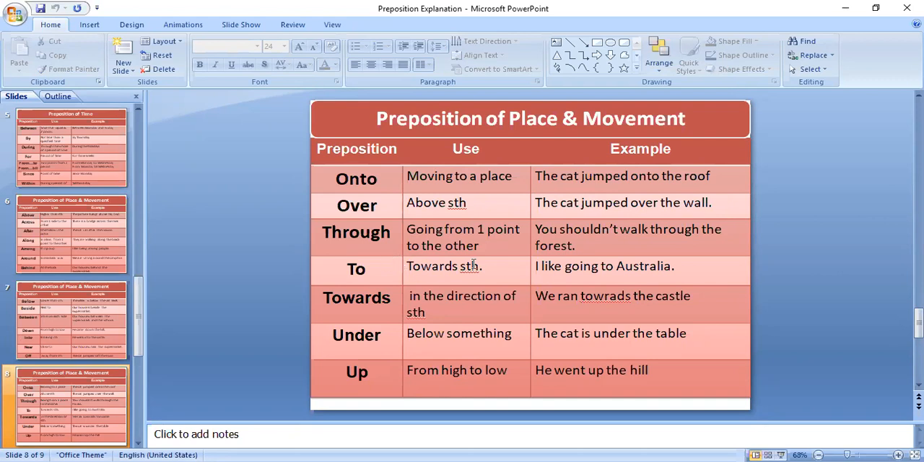To, towards something. I like going to Australia. Towards, in the direction of something. We ran towards the castle, particular direction. Next, under, below something. The cat is under the table. Up, from high to low. He went up the hill. Up means going towards the upside, higher side.